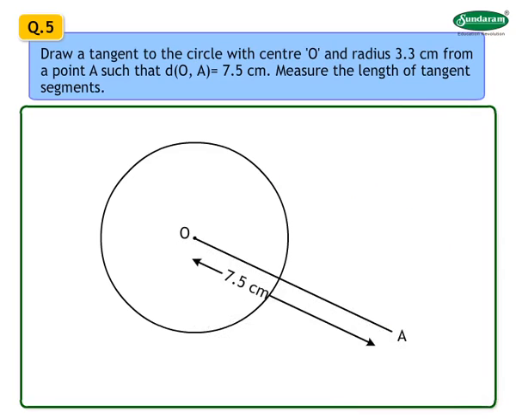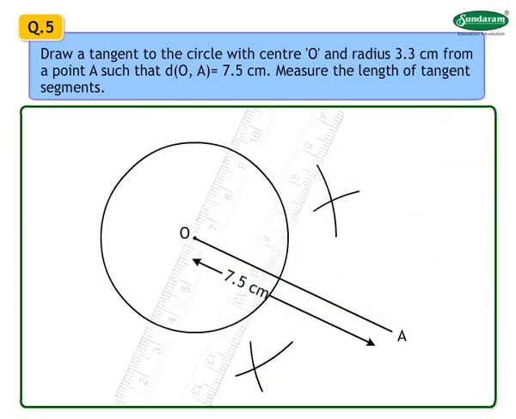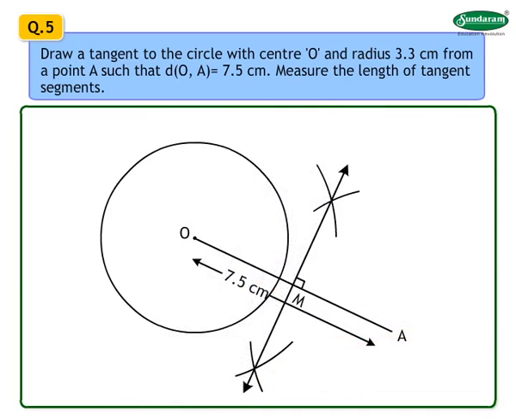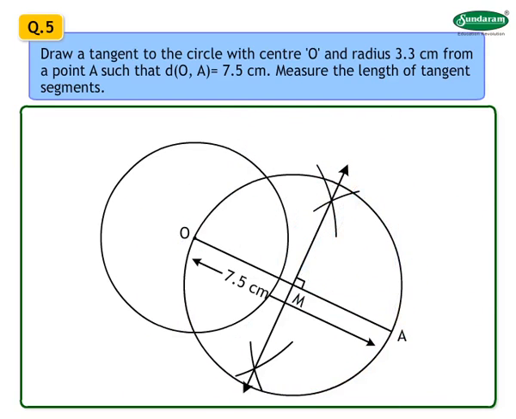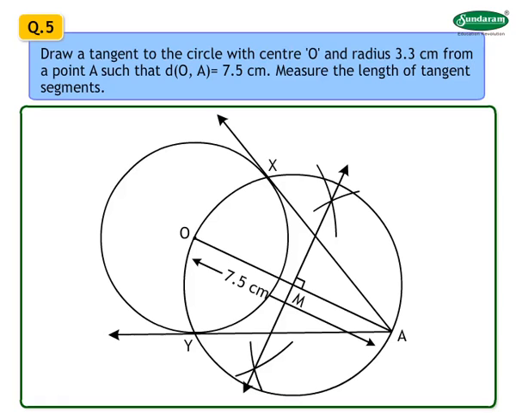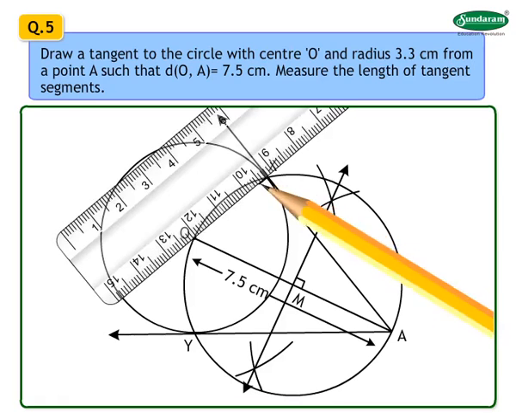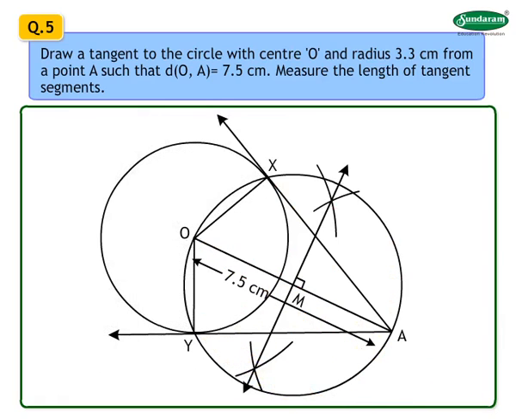To find the midpoint of segment OA, draw the perpendicular bisector of segment OA. Now we got the midpoint M of segment OA. Now draw a circle with center M and radius MO. Let X and Y be the points of intersection of these two circles. Draw lines AX and AY, which are the required tangents.